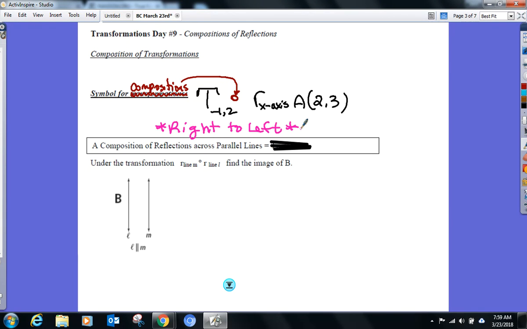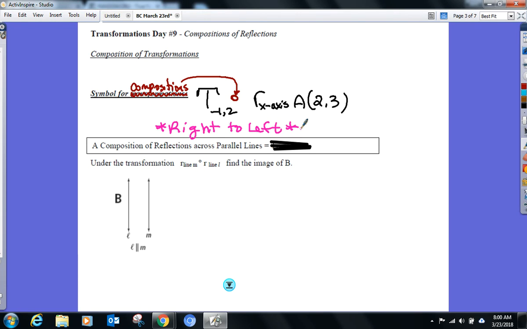So Saad, what am I going to do to point A first if I'm reading this right to left? Reflect it over the x-axis. I'm going to get a new point, and then I'll take that point and translate it. That's how these compositions are done. All right, right to left. Questions? Because I want to get moving so you guys have enough time to maybe even try the homework and get out of here with nothing.